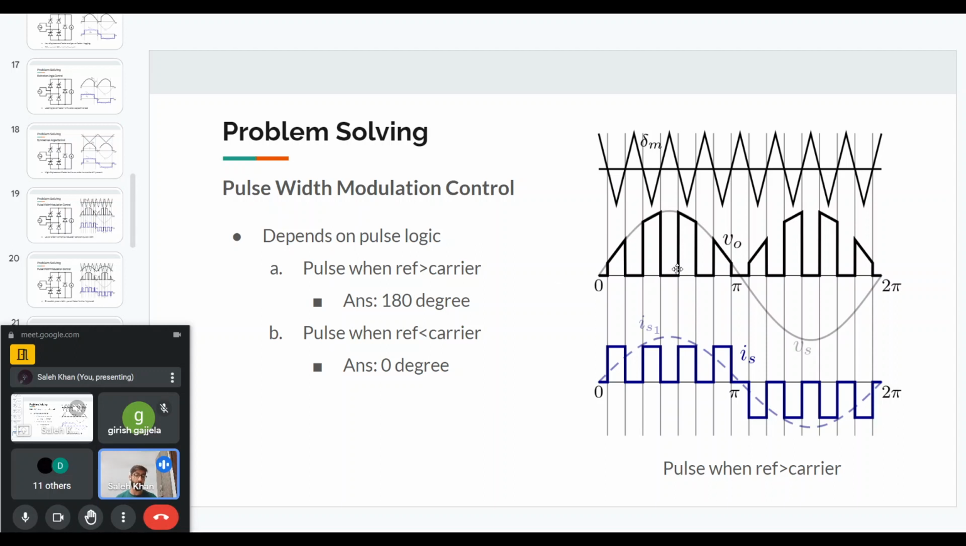However, if I had the inverse logic, where I turn the pulse on when the reference is less than the carrier, then if I take the reference to the top, it will basically always be off, because it will never get the chance to be less than the carrier. So I will never be able to turn on the devices and I will not get any pulse width. So the answer in that case will be 0 degree.